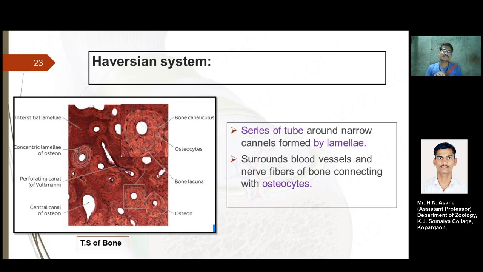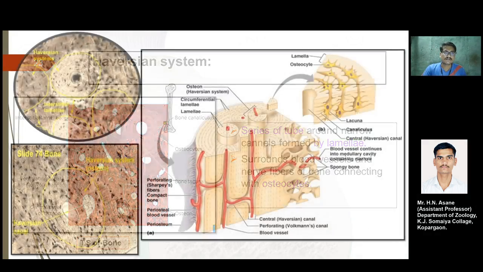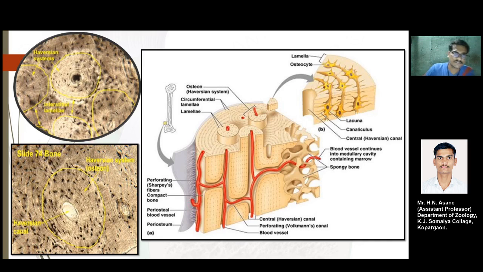This type of composition is also known as the osteon. Hence, the Haversian system is also known as the osteon. These concentric lamellae are surrounded, and this one long canal is the Haversian canal, as we can see. Let's study the Haversian system in some detail.